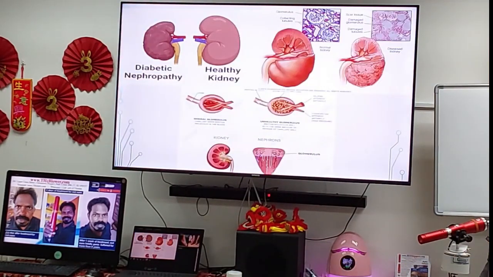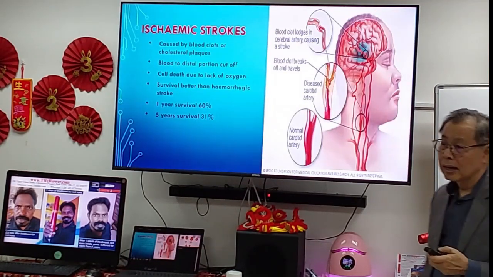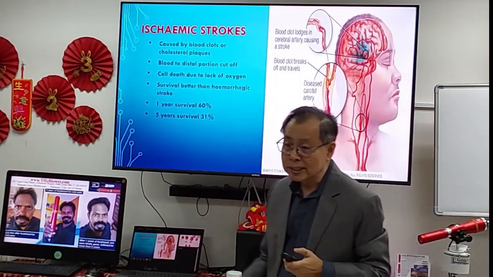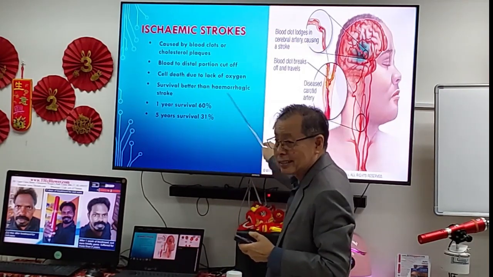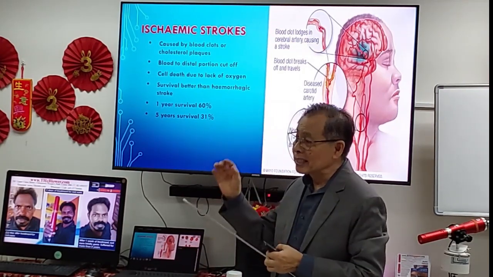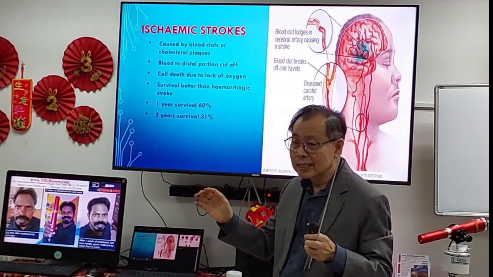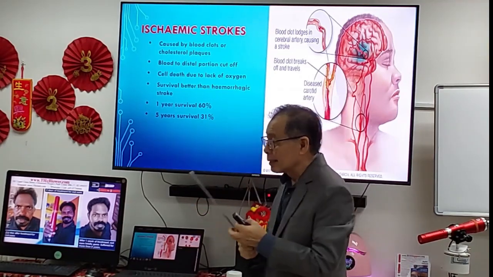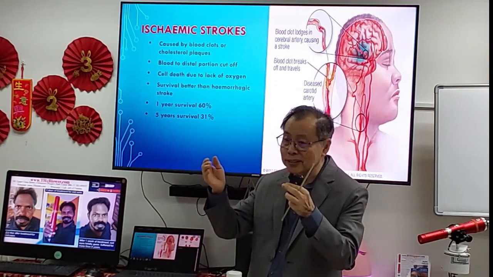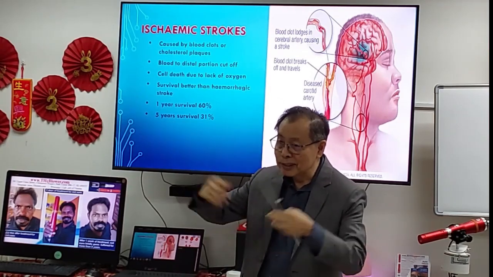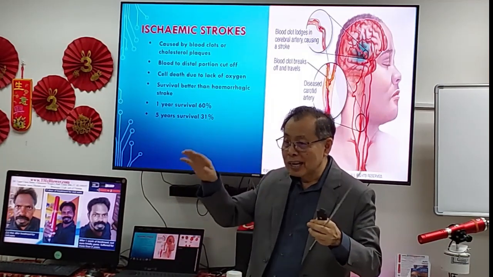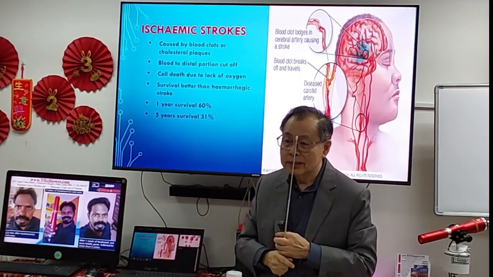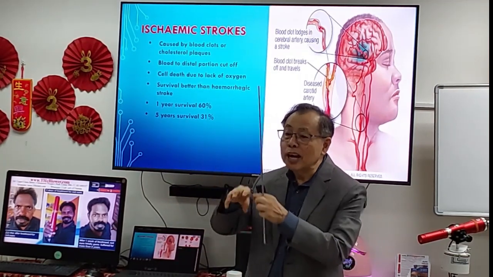This ischemic stroke is the major one, right? Not the minor one. Whether a stroke is major or minor depends on how big it is. Hemorrhagic means that the artery wall bursts and blood flows into the surrounding tissue. So like people have what? Mild stroke. Whether it is mild depends on how big it is.